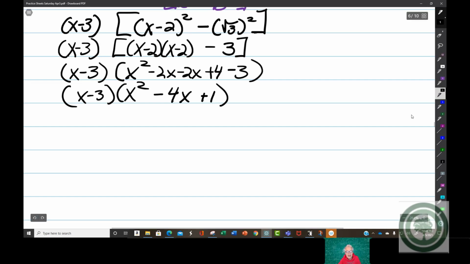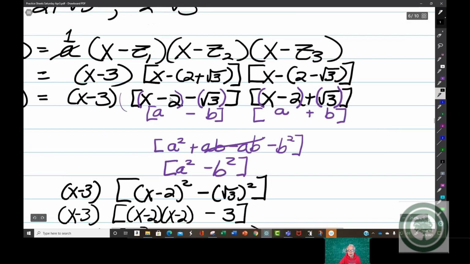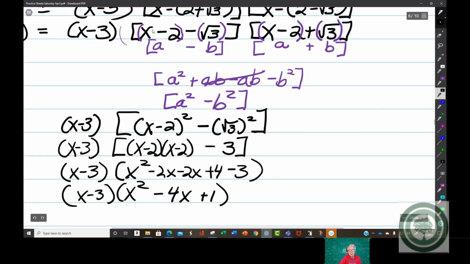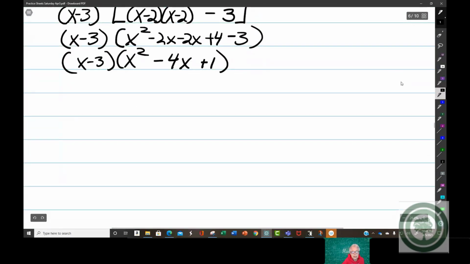Look at that. It's not ugly anymore, because these are really conjugates of each other. The middle terms disappear, leaving me with the first term squared minus the second term squared. It's wonderful. I love conjugates. So now we're going to wrap this suffering up and take a short break.